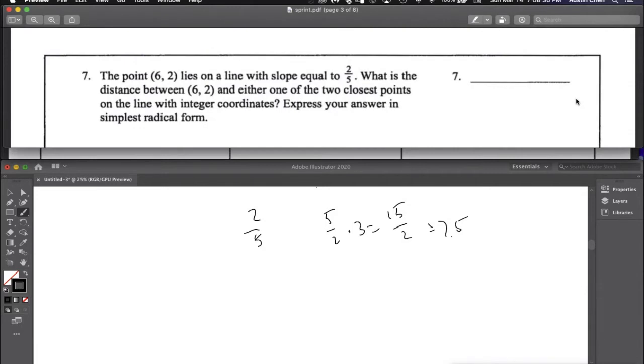The point (6, 2) lies on a line with slope equal to 2/5. What is the distance between (6, 2) and either one of the two closest points on the line with integer coordinates? Express your answer in the simplest radical form.